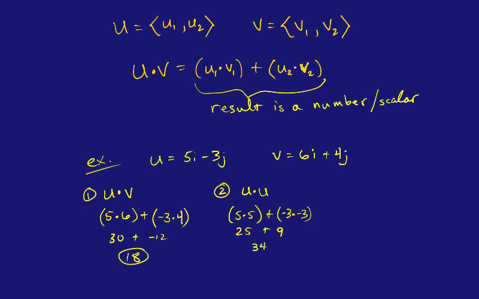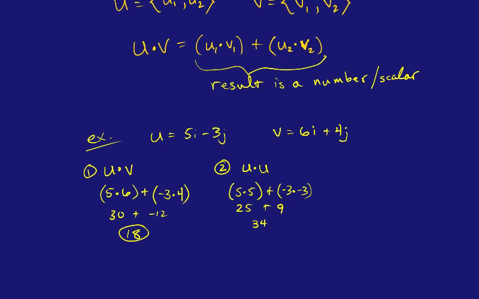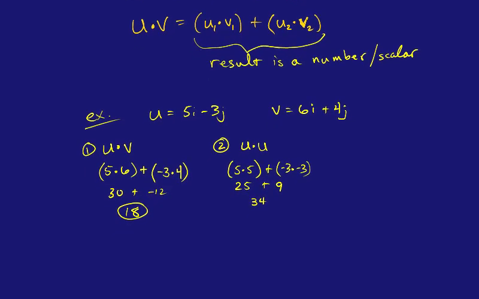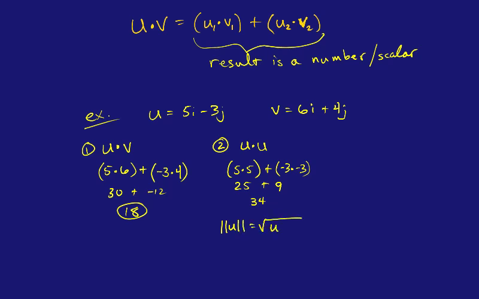And if you think about it, this is awfully close to the magnitude of u. If you were to do the magnitude of u, it is 5 squared plus negative 3 squared, which is 25 plus 9, and then it's 34, but then you square root it. So one thing you might see somebody do is express the magnitude of a vector in terms of the dot product. So you might see them say the magnitude of u is the same thing as the square root of the dot product of u times u.